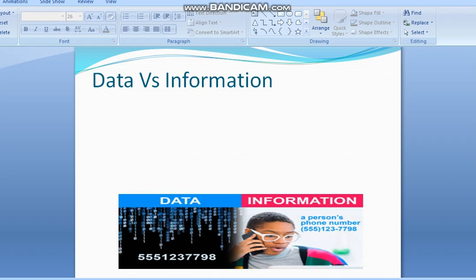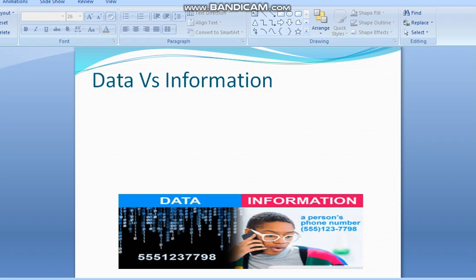Information is what? When data is processed, it becomes information. Suppose I have a collection of numbers, number data. That number can be a phone number. So that is information for us. That is the difference between data and information.